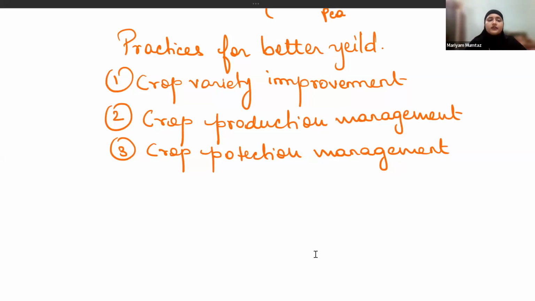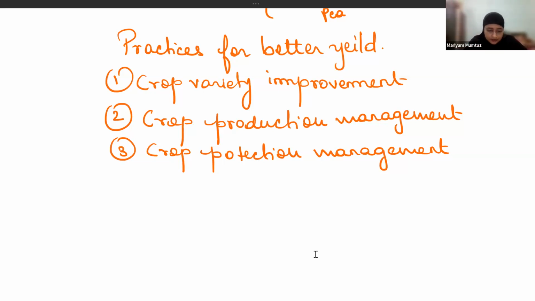So let's talk about the first one. Have you written it up till now? Very good. Now let's talk about the first one, which is crop variety improvement. If the seed of the crop that we are using is good, having a lot of good characters, then the whole crop will be proper. Big seeds will be produced, nice fruits will be there. So this whole thing that we do before planting it, we call crop variety improvement.